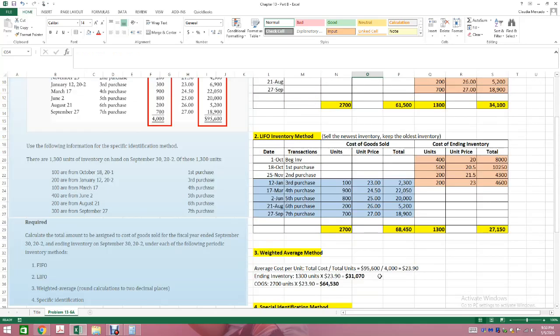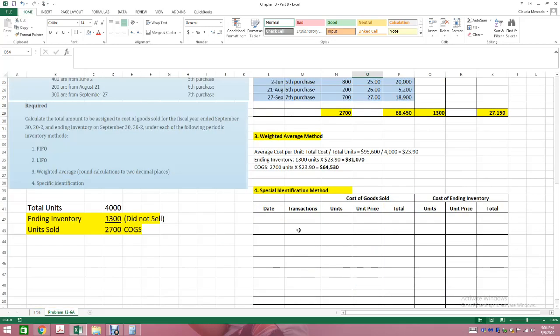For the specific identification method, they give you additional information. It says, use the following information for the specific identification method. They're telling you that 100 units are left from the October 18th purchase, which is the first purchase. You have 200 units left from the third purchase, 100 units left from the fourth purchase, 400 units left from the fifth purchase, 200 units left from the sixth purchase, and 300 units left from the seventh purchase. So they're telling you exactly which are the 1,300 units that you have not sold.